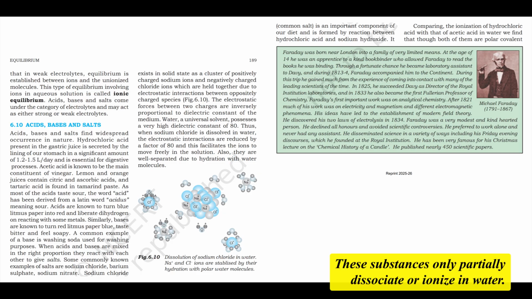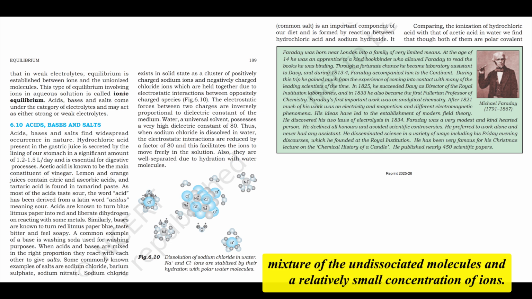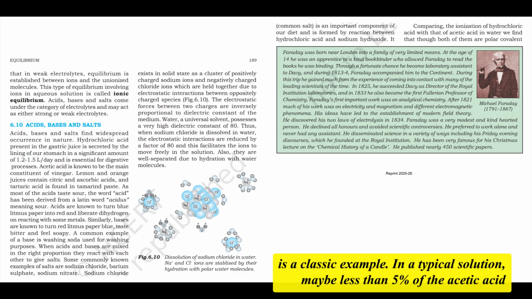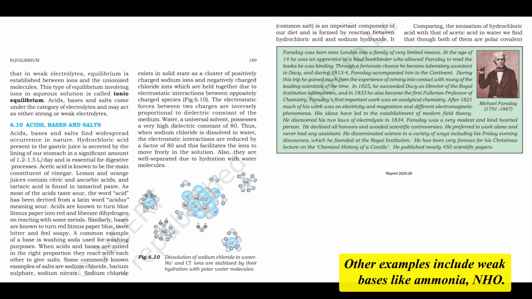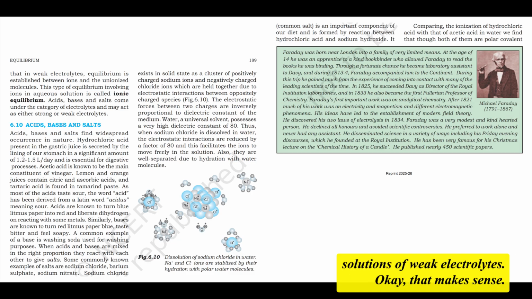Weak electrolytes. These substances only partially dissociate or ionize in water. At equilibrium, the solution contains a mixture of the undissociated molecules and a relatively small concentration of ions. Acetic acid, CH3COOH, the acid in vinegar, is a classic example. In a typical solution, maybe less than 5% of the acetic acid molecules actually ionize into H+ and CH3COO- ions. Most remain as intact CH3COOH molecules. Other examples include weak bases like ammonia, NH3. Ionic equilibrium, then, is specifically the study of the dynamic equilibrium established between the ions and the unionized molecules in solutions of weak electrolytes. Okay, that makes sense.